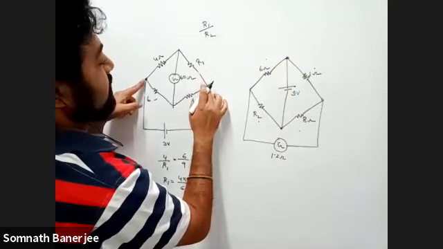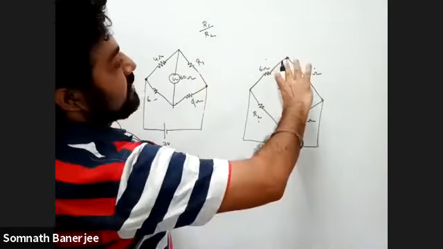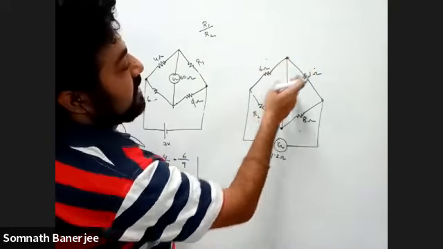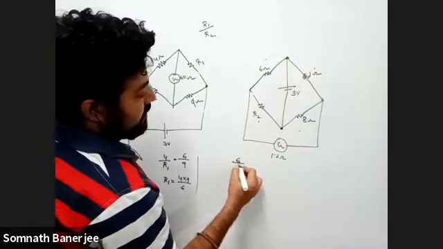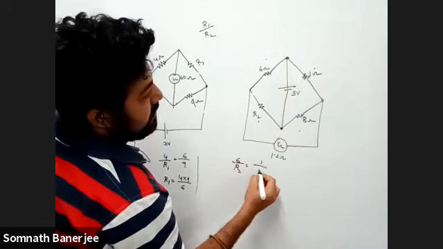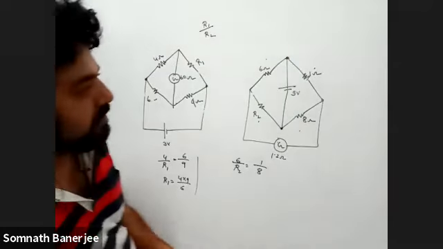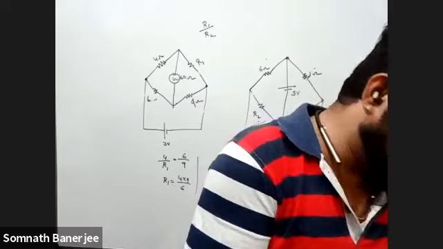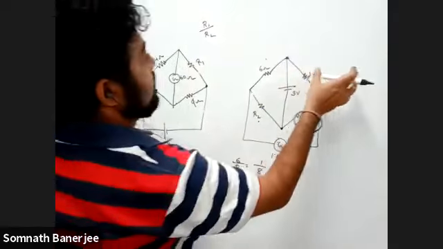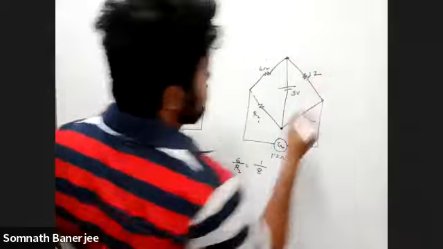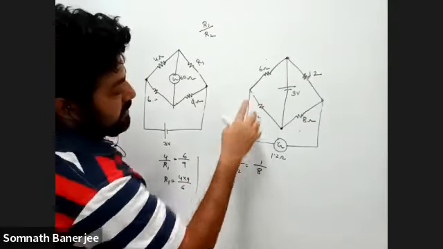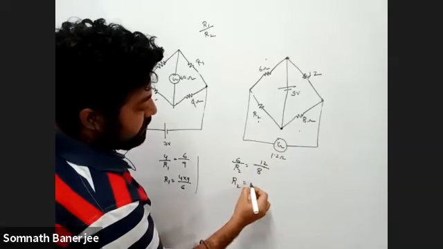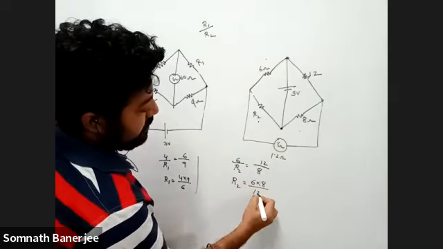You are thinking from the battery point of view. So think in that way. So this one is equal to, and this is the galvanometer. So R1 by R2 equals R3 by R4. So 6 by R2 equals 1 by 8. Sorry, 6 by 12, I'm sorry. 6 by R2 equals 12 by 8. So you can find out R2 also, 6 into 8 by 12.